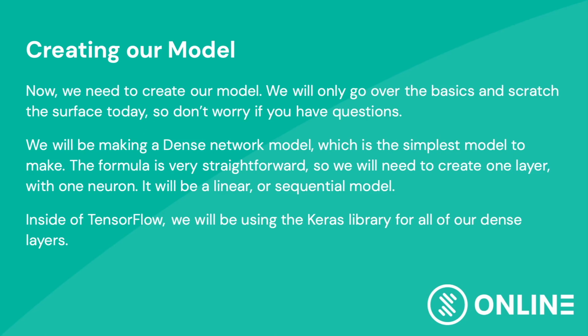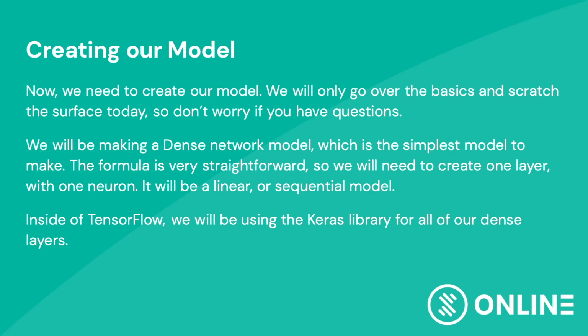So now we're going to create our model. We're only going to be going over the basics and scratch the surface, so you might have a lot of questions, but don't worry. We're going to be creating something called a dense network model, which is the simplest model to make. The formula is very straightforward for converting Celsius to Fahrenheit, so we only need to create one layer with one neuron. It's going to be called a sequential model, which is very linear. A sequential model means we basically stack layers on top of each other, but we only have one.